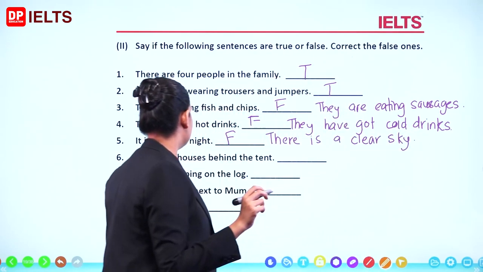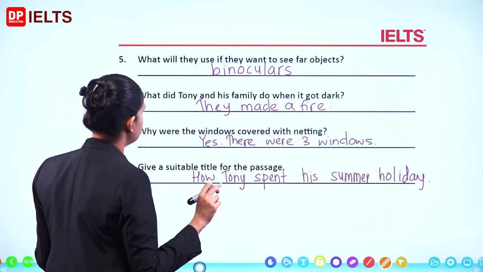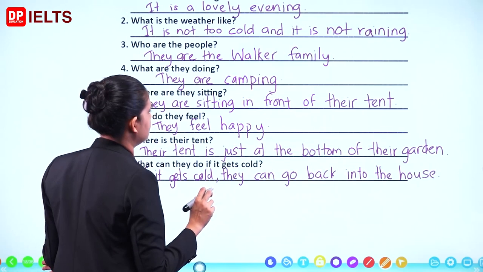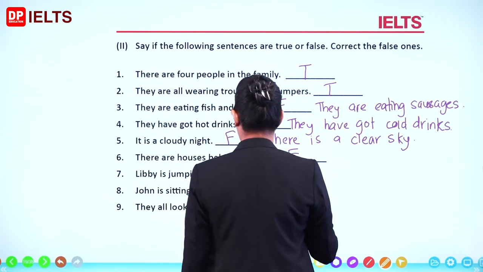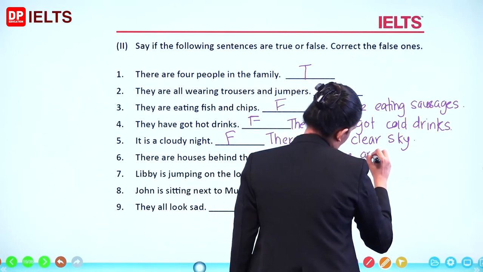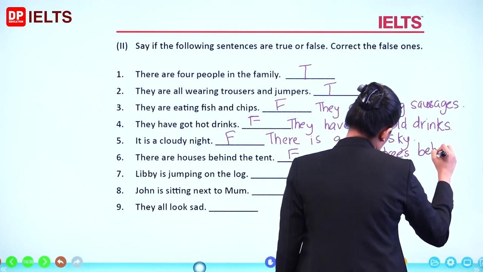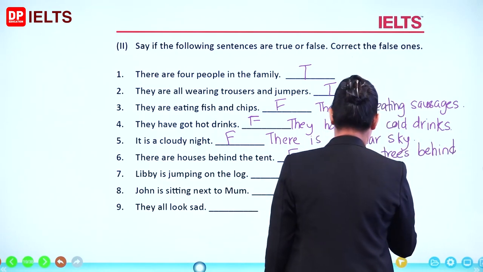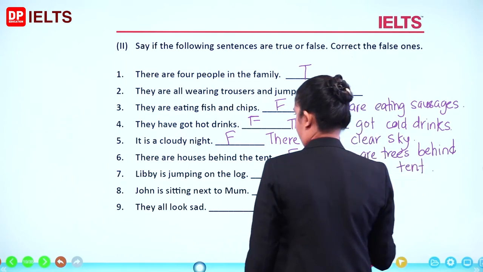There are houses behind the tent. No, I can't see any houses. I can see trees. False. There are trees behind the tent.